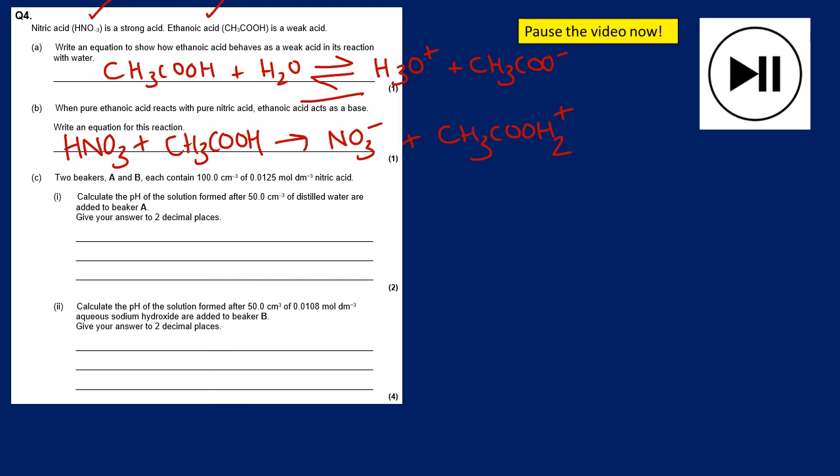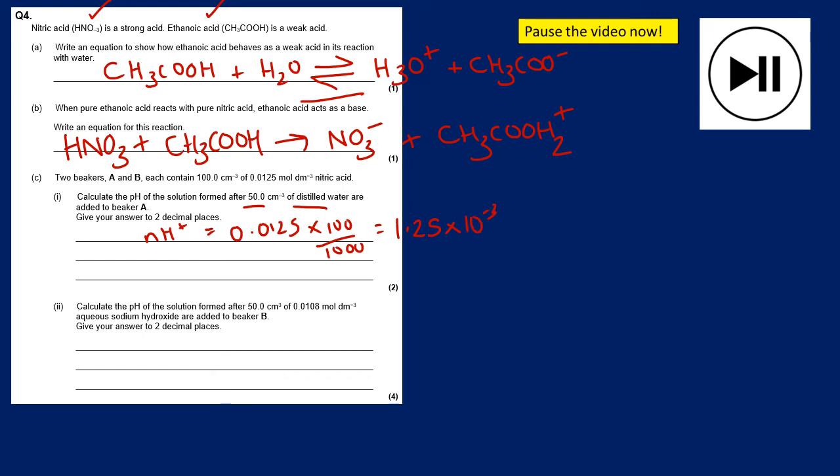Right, calculation time. Calculate the pH formed when 50 centimeters cubed of distilled water was added to beaker A. So beaker A is 100 centimeters cubed of nitric acid. So we've diluted it. What we need to do is find the moles of H plus from the nitric acid, which will be concentration times volume. Don't forget to divide your volume by 1,000 because it must be in decimeters cubed. So I have that on my calculator as 1.25 times 10 to the minus 3.